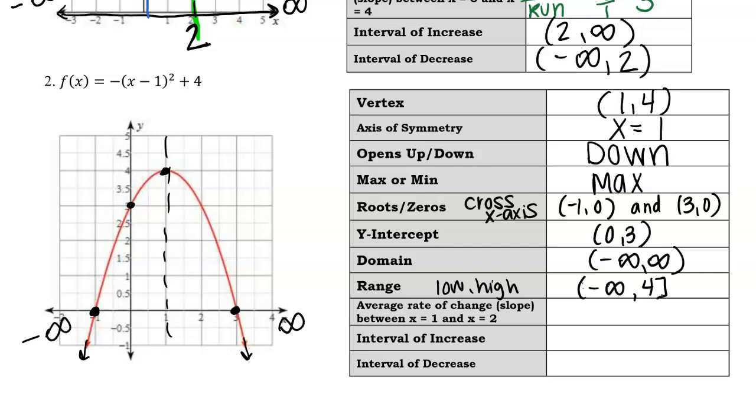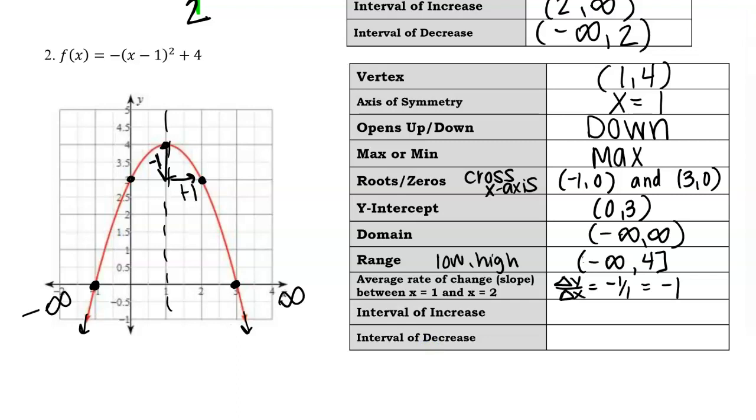Average rate of change, we're looking from x equals 1 until x equals 2. So again, I'm going to do rise over run or change in y over change in x. The y values are going down. Careful, this is 1. We go from 4 to 3, so that's down 1. And then from 1 to 2 is to the right 1. So -1 over 1, which is just -1.